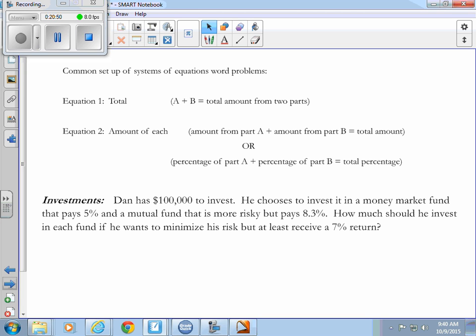And I picked A and B. You could use X and Y. You could use M and N. I don't care what letters you use. You have choices.